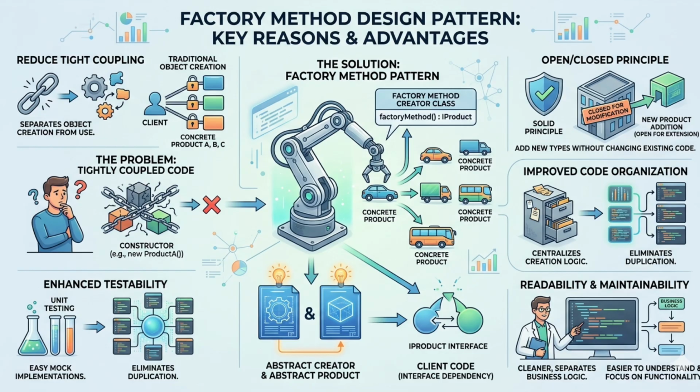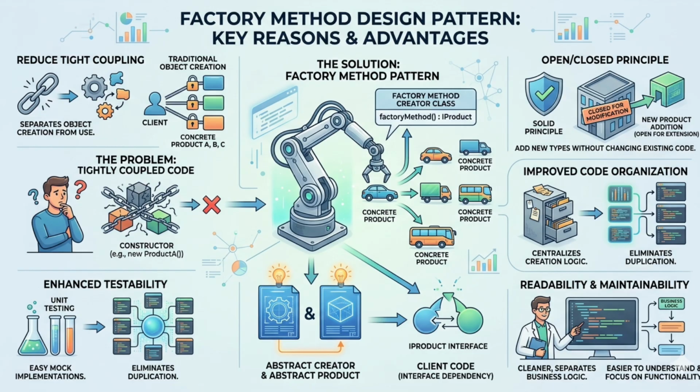When changes are needed, developers can update the factory method instead of searching for object creation code scattered throughout the system. Moreover, the factory method enhances testability. Since the client depends on abstractions, it becomes easier to replace real objects with mock implementations during testing. This leads to better unit testing practices and more reliable software.